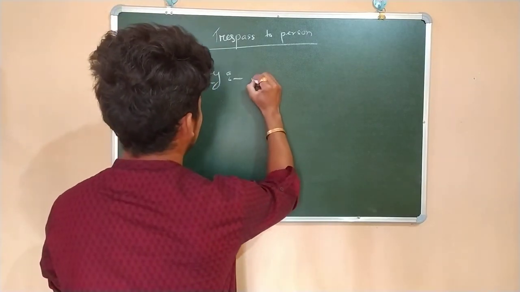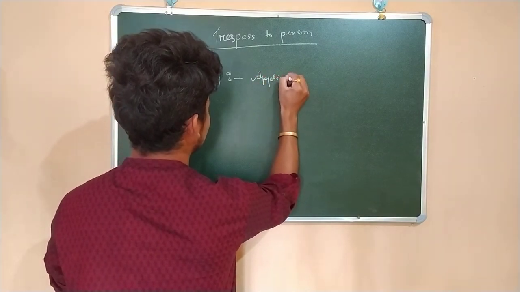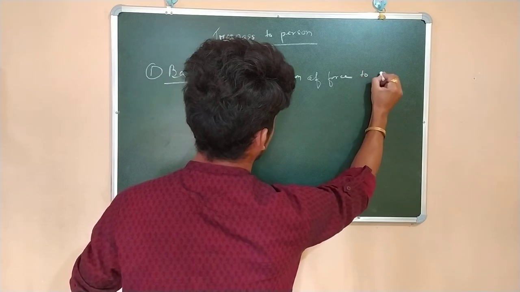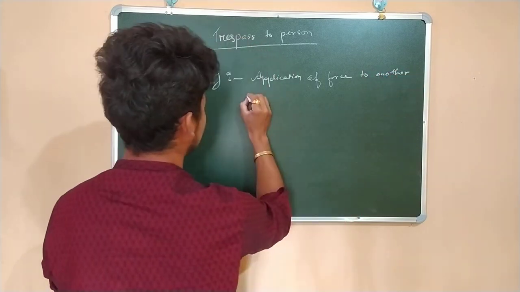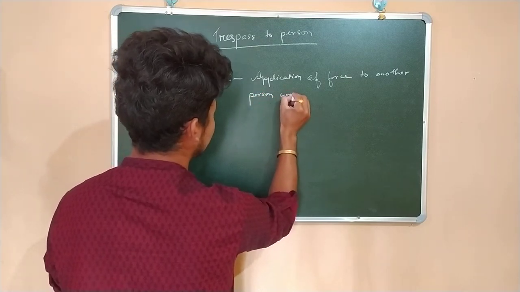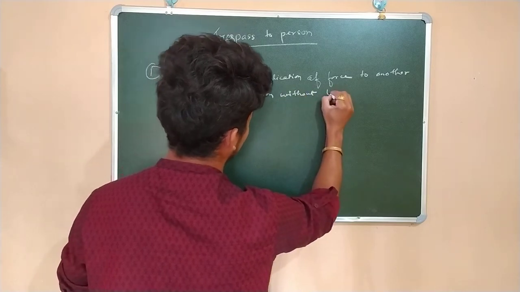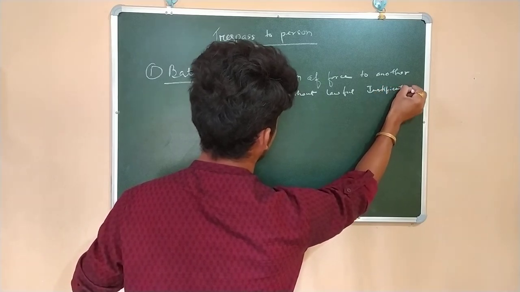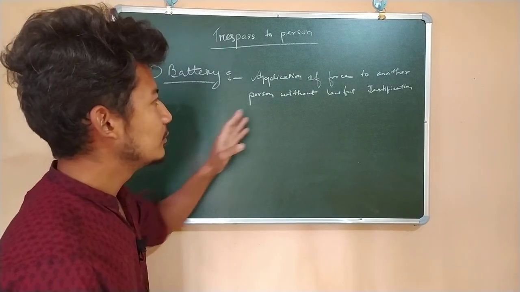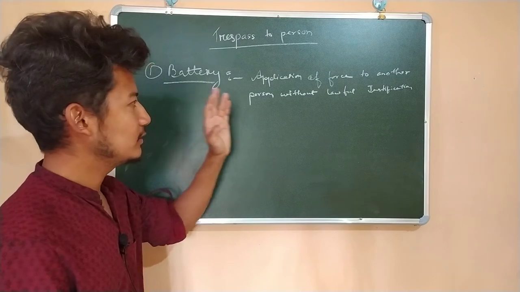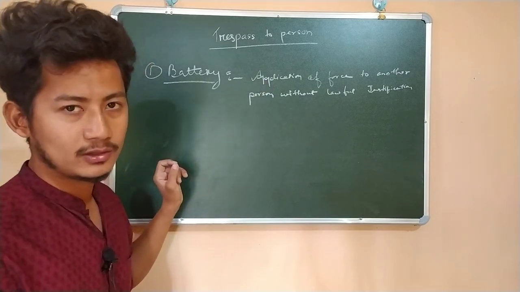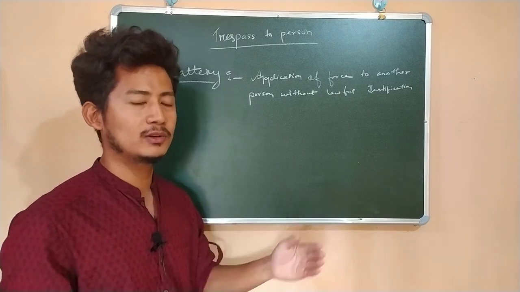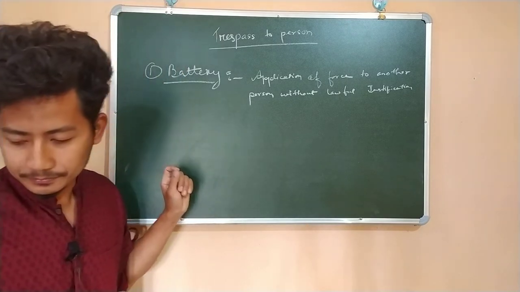Application of force to another person without lawful justification. That is the infliction of force without lawful justification, and the force is intentional. Intentionally, if I touch some person, use force against a particular person, that means I have committed a battery to that person. In order to constitute battery, there are two essentials.